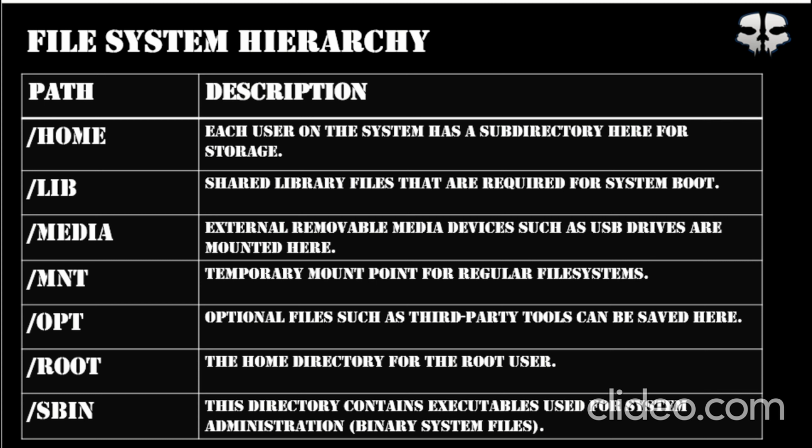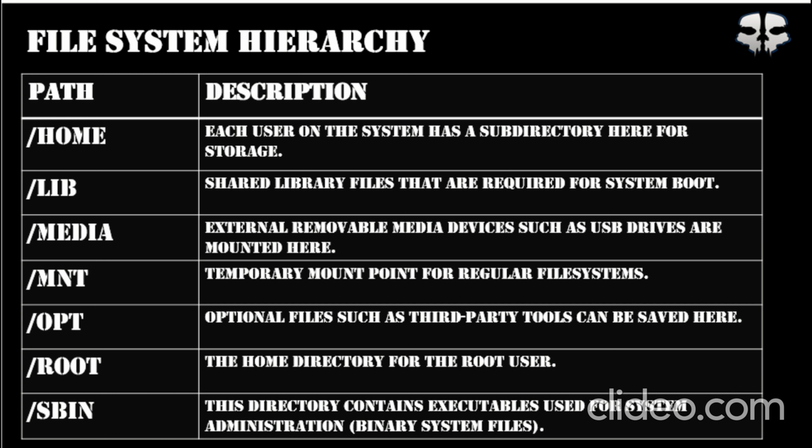The /home directory: each user on the system has a subdirectory here for storage. The /lib directory contains shared library files that are required for system boot. The /media directory is where external removable media devices such as USB drives are mounted. The /opt directory contains optional files, such as third-party tools that can be saved here. The /root directory contains the home directory for the root user.